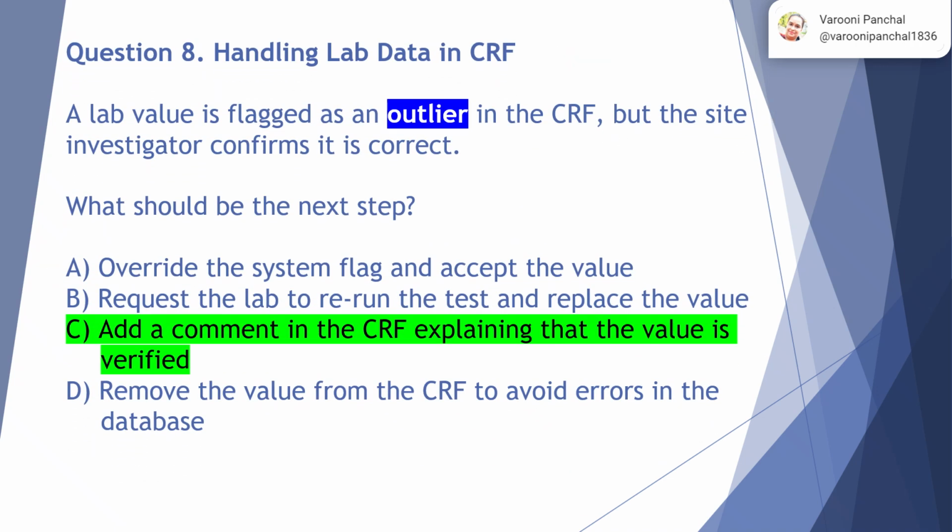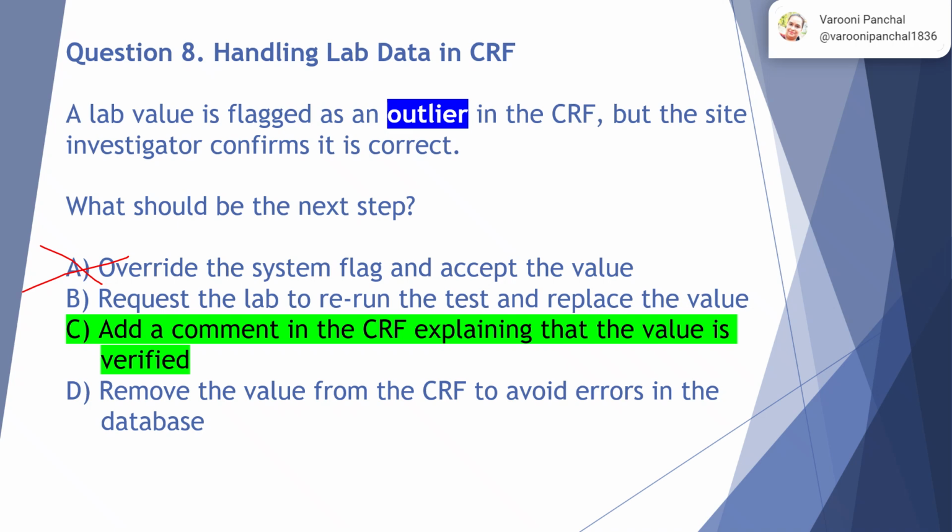Question 8. Handling lab data in CRF. A lab value is flagged as an outlier in the CRF, but the site investigator confirms it is correct. What should be the next step? Option A. Override the system flag and accept the value. No, you cannot override any kind of flags, whatever the outlier, right? Even if it's an outlier, you have to consider it as an outlier.